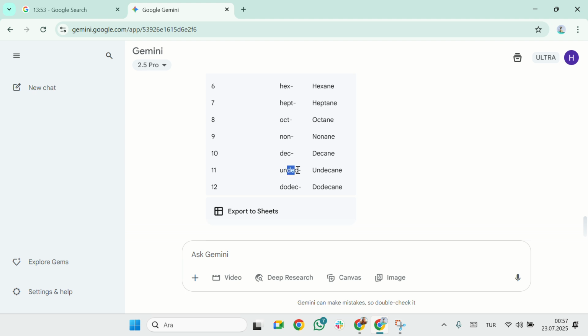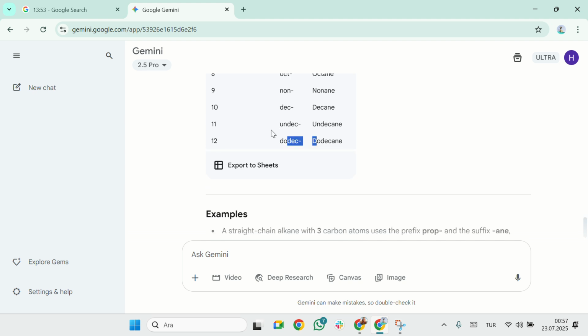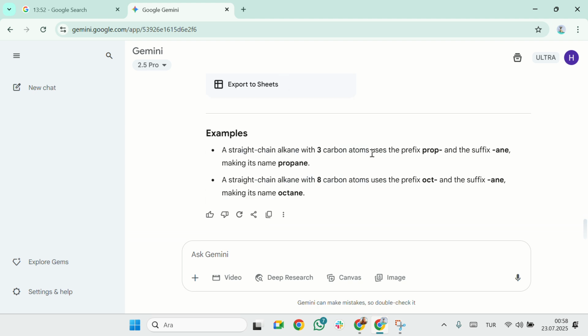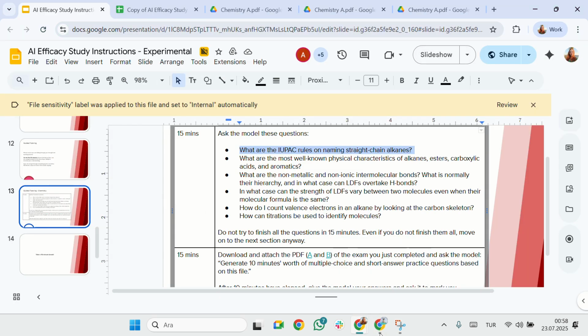decane, dodecane. Straight-chain alkanes use the prefix prop-, propane, oct-, octane. Okay, I get it. I understand it. Let's move on with the second question.